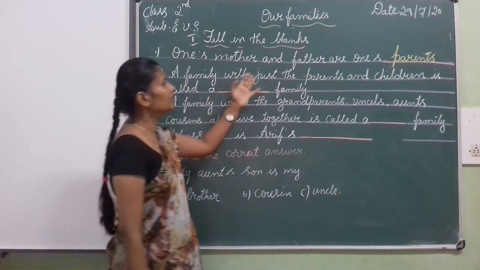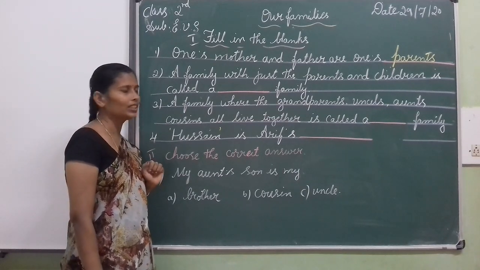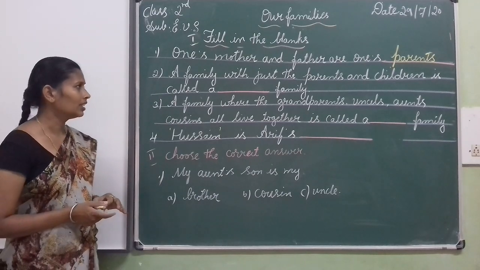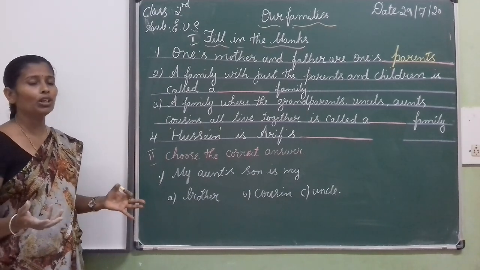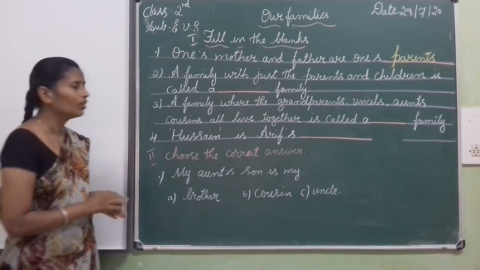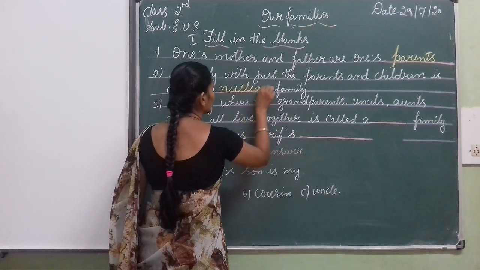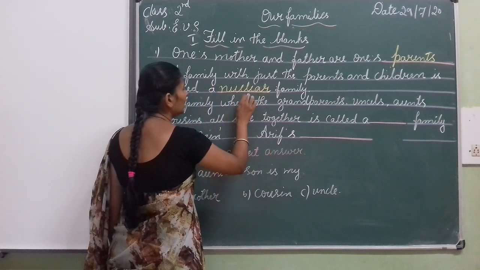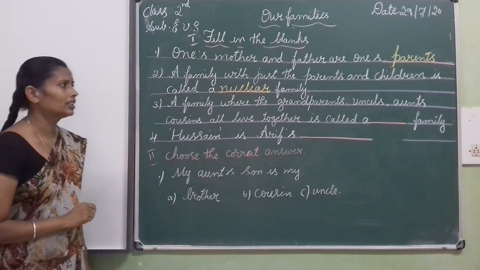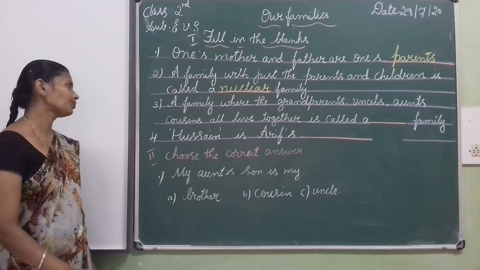A family with just the parents and children is called a dash family. What we call small family or a nuclear family. Right? Nuclear. N-U-C-L-E-A-R, nuclear family. A family with just the parents and children is called a nuclear family.